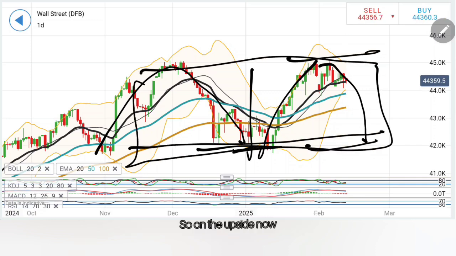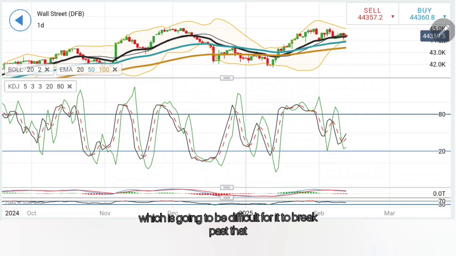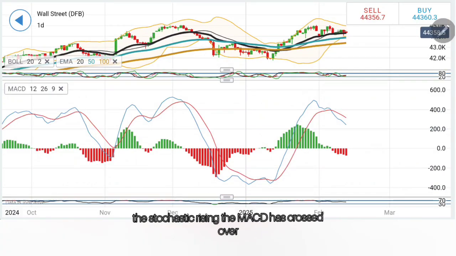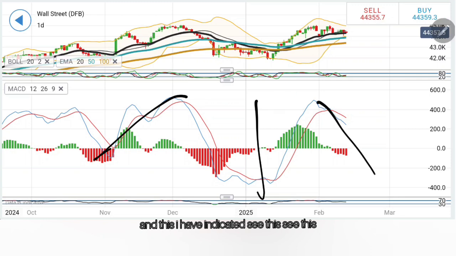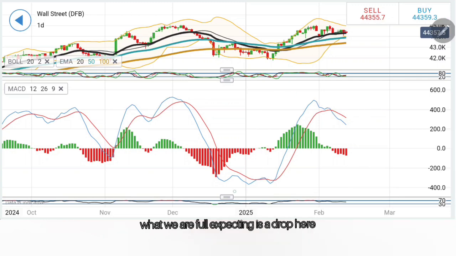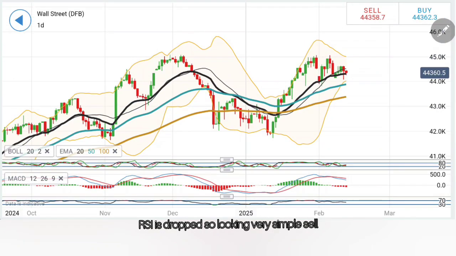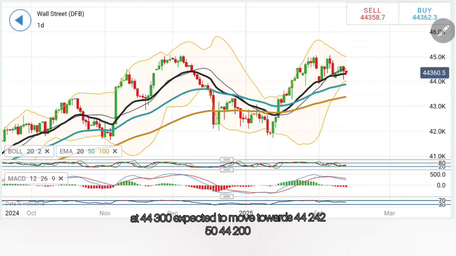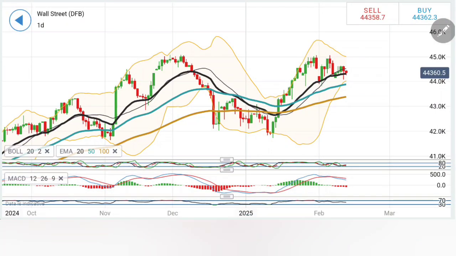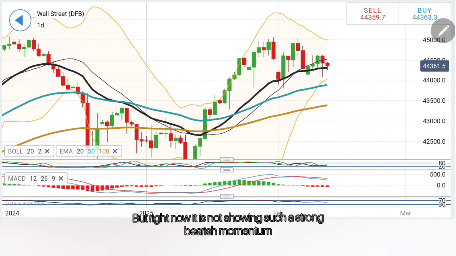So on the upside now, 45,000 is the one milestone which is going to be difficult for it to break past. The stochastic rising, the MACD has crossed over, and this I have indicated. See this. What we are fully expecting is a drop here. RSI is dropped. So looking very simple, sell at 44,300, expect it to move towards 44,240, 250, 44,200, and then 44,100, 44,000, 43,800 is also possible. But right now it is not showing such a strong bearish momentum.